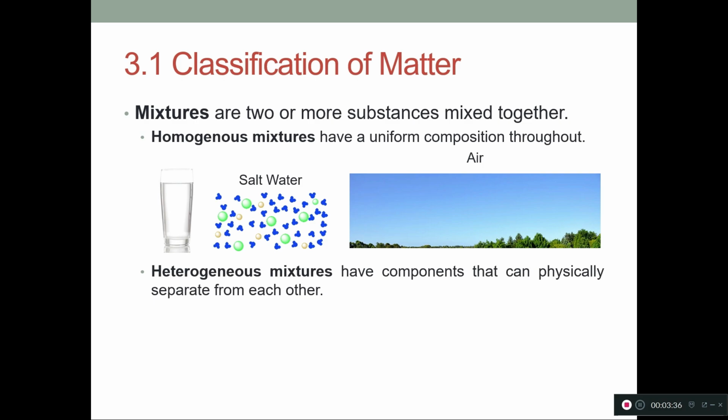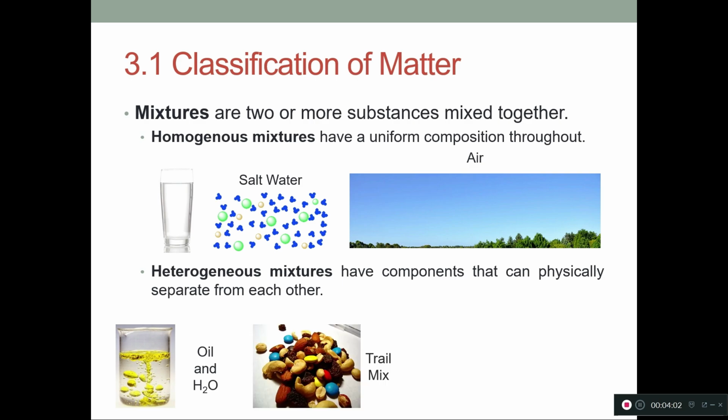Whereas something like a heterogeneous mixture has components that you can tell the difference between, but also that you could physically separate from each other. So for instance, with oil and water, you can tell the difference. You can see that there's parts of this that are oil, parts of it that are water, and you could do some sort of filtration or separation to actually separate those things from each other.